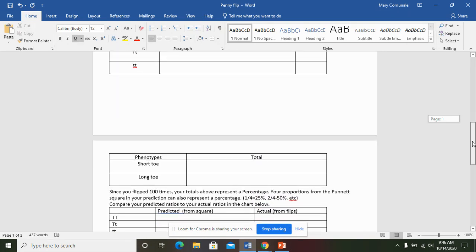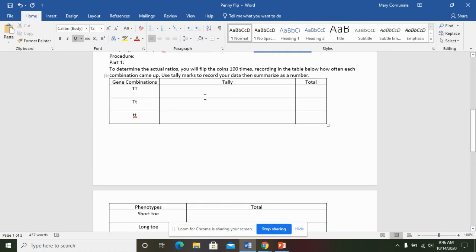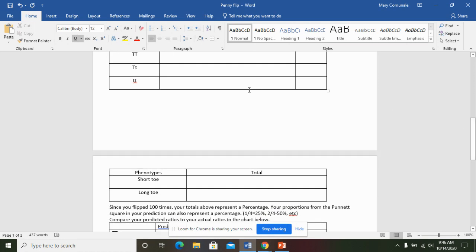Then you'll look at your numbers there, and you're going to tell me, short toe, how many did you get in total? Long toe, how many did you get in total? So if you had, say, 60 between the homozygous dominant and the heterozygous, you would put a total of 60 short toes. And then that would give you 40 for your homozygous recessive long toes.